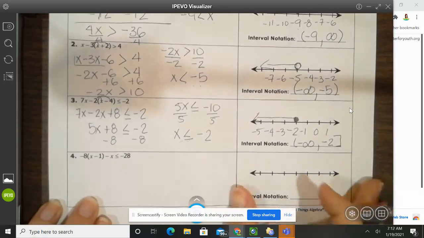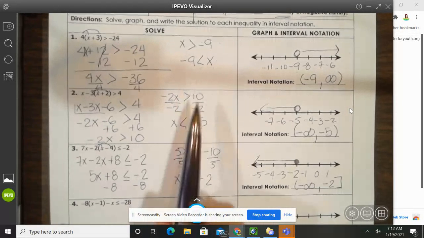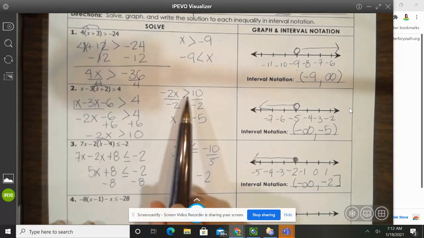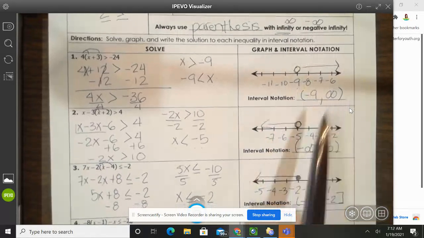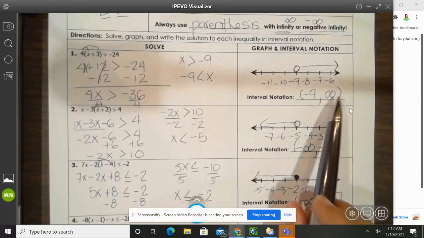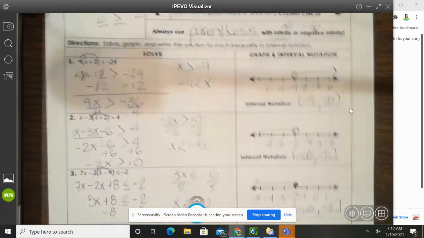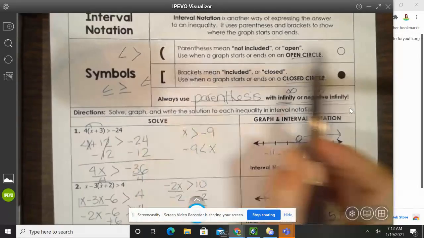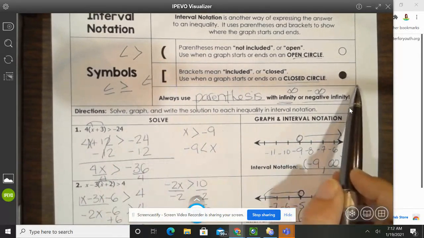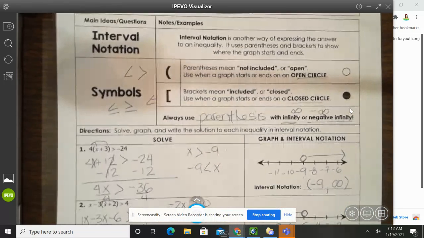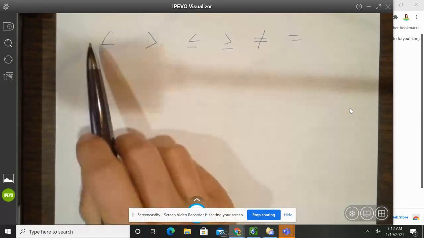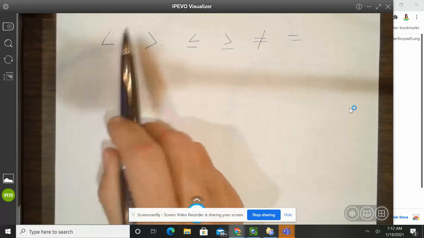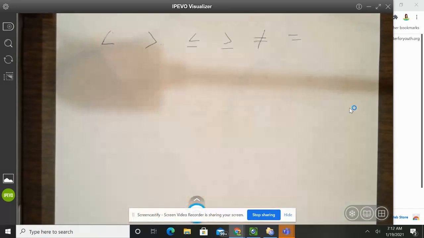All right, so I hope this helps. There are a few things to remember here. Switching the sign when you divide by a negative. You use parentheses with infinity and negative infinity. You put the lowest number on this first side and the highest number on this side, right? Little details. And then open circle for parentheses and closed circle for brackets. Okay. And then obviously your inequality signs, right? This is less than, so your smaller number will be here. Your higher number will be on this side, in the open part.